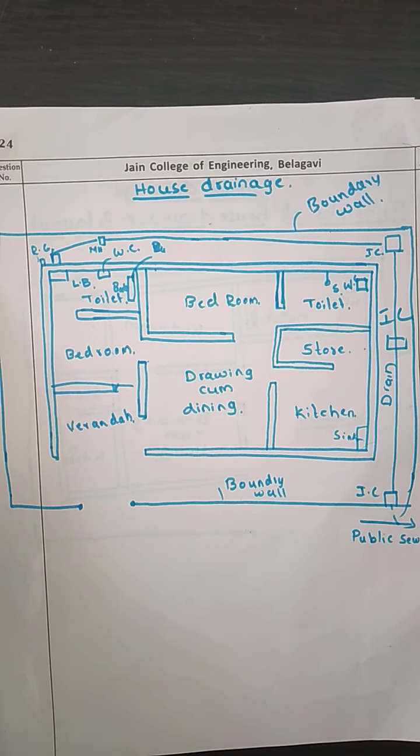The house drainage should also be disconnected from the public sewer by providing an intercepting trap. This avoids the entry of foul sewage from your septic tank or from the main sewer line back into the house. These are nothing but the different principles of house drainage. In your examination they may ask you to explain the different house drainage principles with a neat sketch. In that case you need to draw this particular diagram and explain the things.